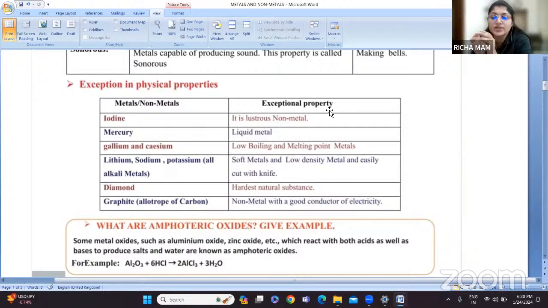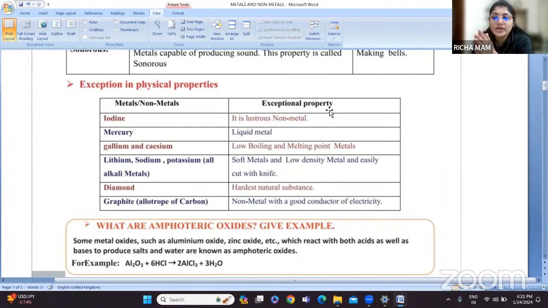It is an allotrope, and this is the hardest natural substance. Fine. Next is graphite. Graphite is another allotrope of carbon, which is a non-metal with good conductivity of electricity. Why is it a good conductor of electricity, students? Here the carbon atoms are bound to other carbon atoms, and they are sp2 hybridized.